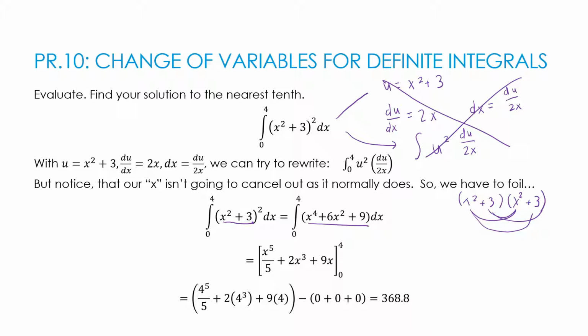So x to the fifth divided by 5 plus 2x cubed plus 9x. Again from 0 to 4 because I didn't change anything. I didn't use u substitution on this question at all. So now I just plugged in the 4, I plugged in the 0, and I subtracted.